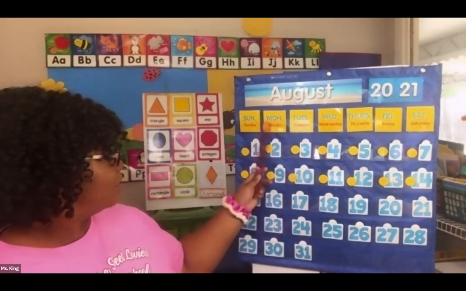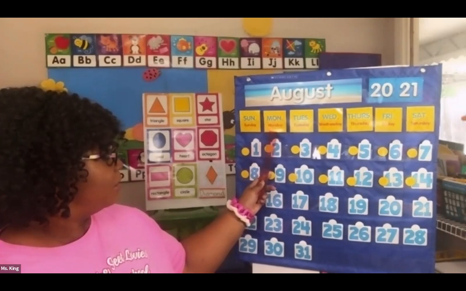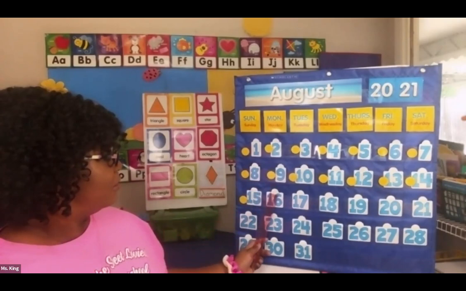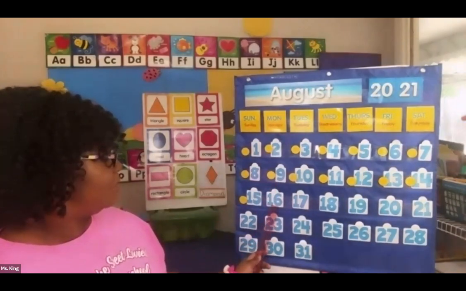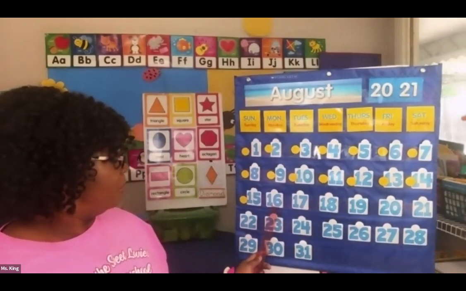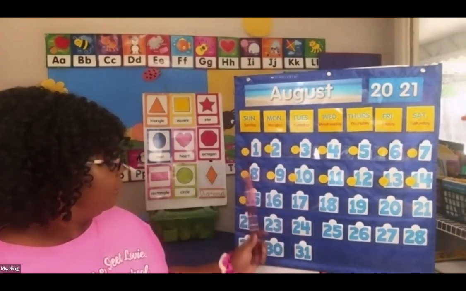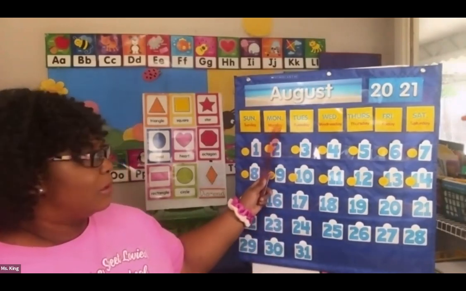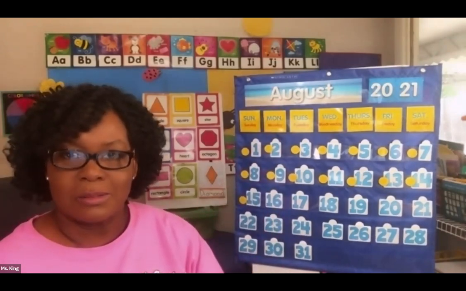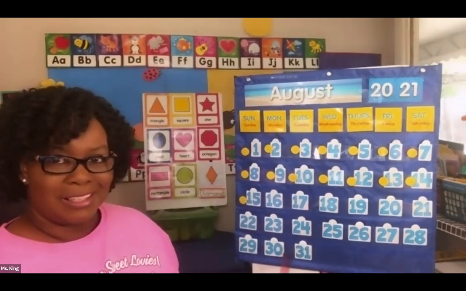All right, so today is Monday. And now we're going to find out the number. Here we go. The 16th. It's the 16th day. Wow. We're already up to the 16th day of August. Today is Monday, August 16th. Wow. We are getting there. We're almost at the end.